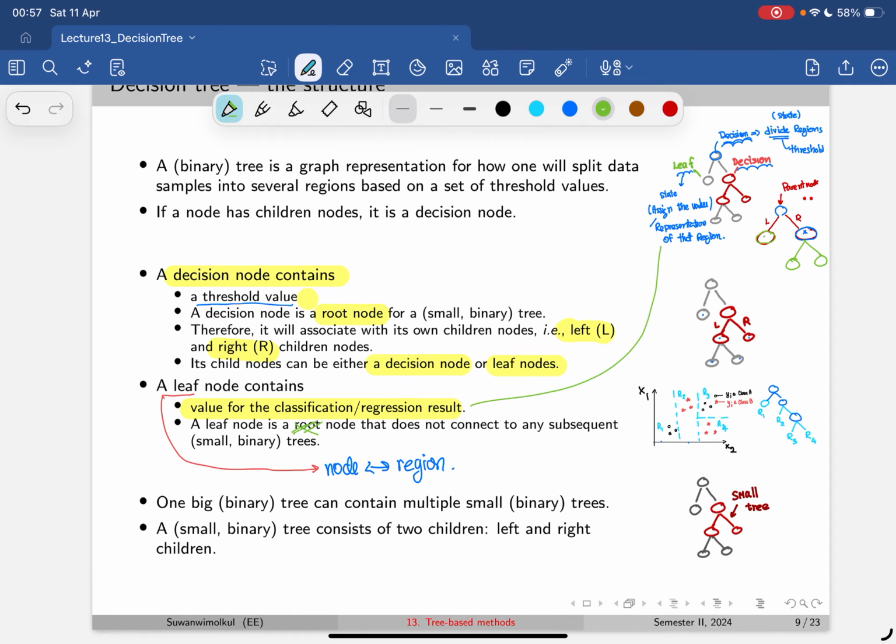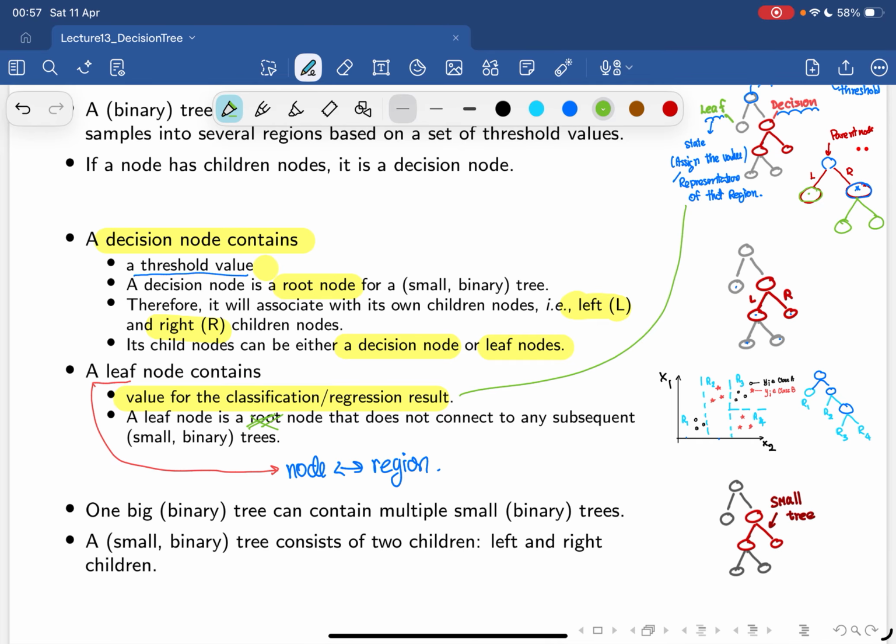And one big tree can contain multiple small trees, like for example this one. One big tree, and this is a small tree. Can you see another two small trees? This one is another small tree. This one is another small tree. A small binary tree consists of two children. Left and right, left and right, left and right.